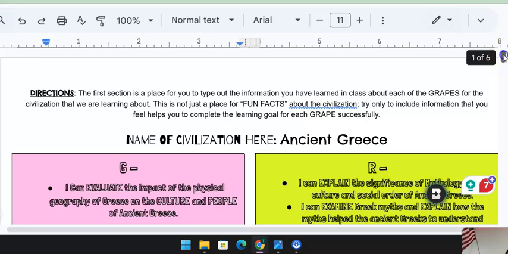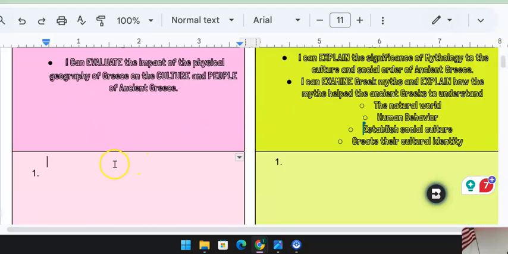Okay? When you look in the box, you will see that there's a number 1 in the box. This is a numbered list. So after you type each fact or each piece of information, hit enter and it will automatically number them for you to help keep your facts organized. So as a class, what is something that we know about the physical geography of Greece that can help us to evaluate its impact on the culture?